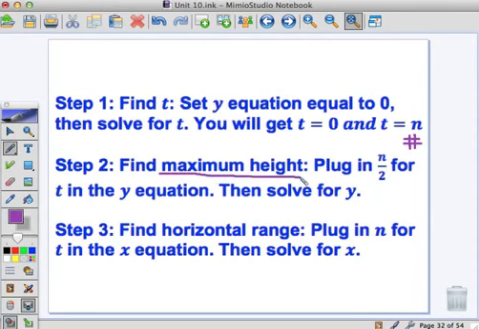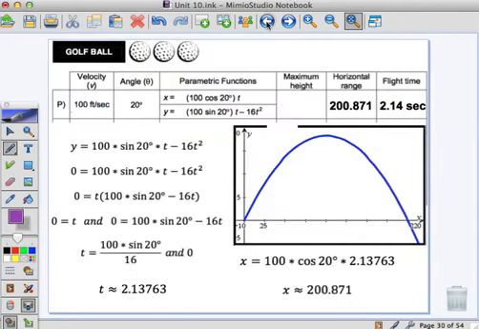Guys, this information is in your notes. To find the horizontal range, the distance from when you start to when you hit the ground again, so the distance from here, this is your horizontal range, this distance right here. Okay, to get that, this time you do not have to divide n by 2. You just take your n value, plug it into the x equation, and then solve for x, okay? Watch this video again if you need to. Make sure you understand how to find your maximum height, your horizontal range, and your flight time.